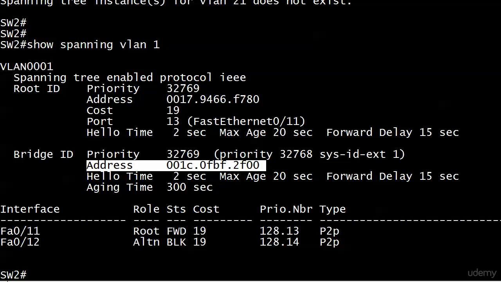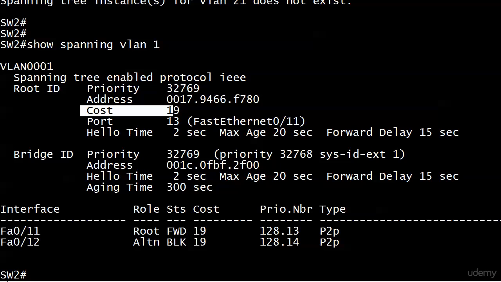Now, before we get to the other two, notice we have a cost value here that we didn't have over on switch 1. Remember that. We're going to get to the port costs in the next video or two, and we'll see them in action live. But just keep that one in mind.